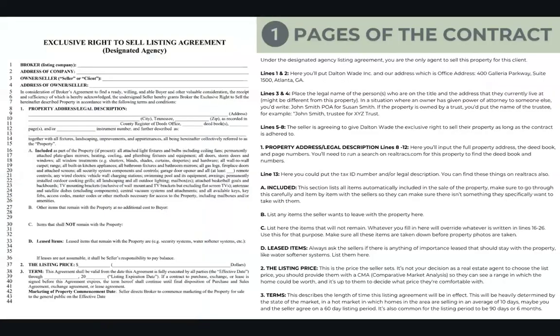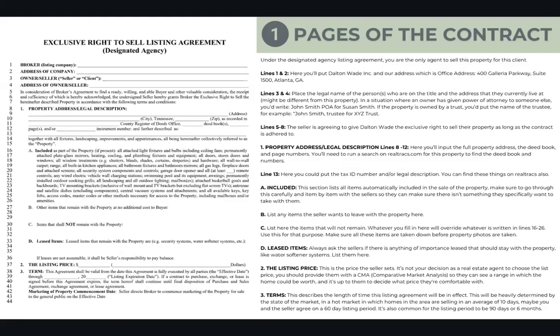So page 1, lines 1 to 2. Here you're going to put Dalton Wade Inc. and our address, which is our Atlanta address, and I have that listed here for you. Lines 3 and 4, you're going to place the legal name of the persons who are on title and the address that they currently live at, which might be different from this property. In a situation where an owner has given power of attorney to somebody, you're going to write John Smith, POA for Susan Smith, as an example.